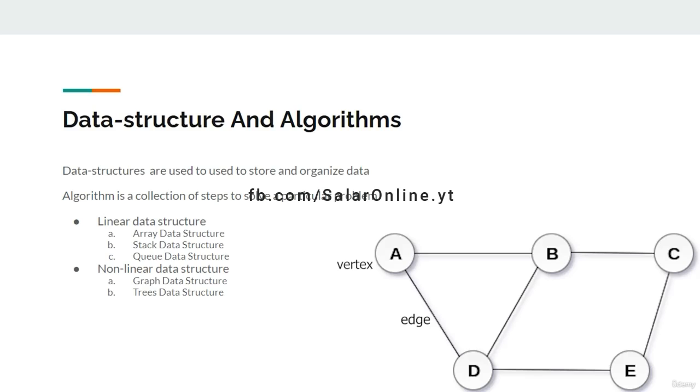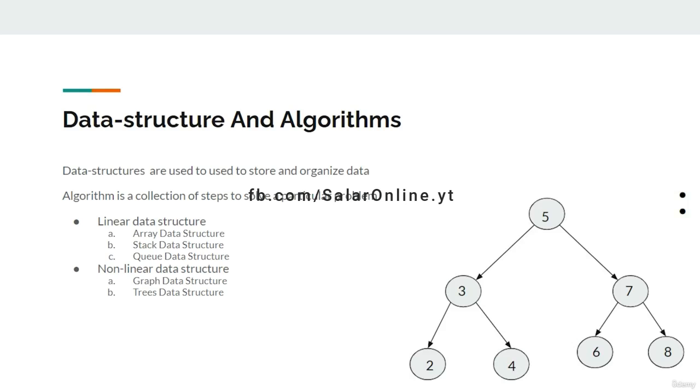In a graph data structure, each node is called a vertex, and a vertex is connected to other vertices through edges. A tree, similar to a graph, also has vertices and edges, but in a tree data structure, there can only be one edge between two vertices. The most common tree which is used is the binary search tree, where each node has two children attached to it.